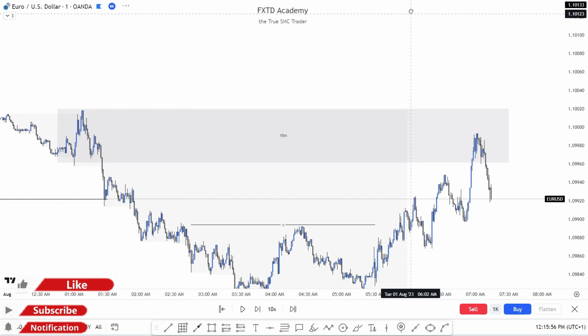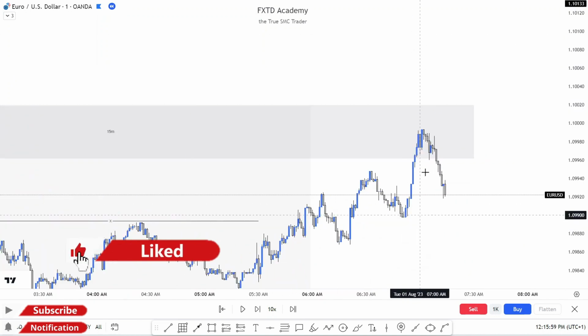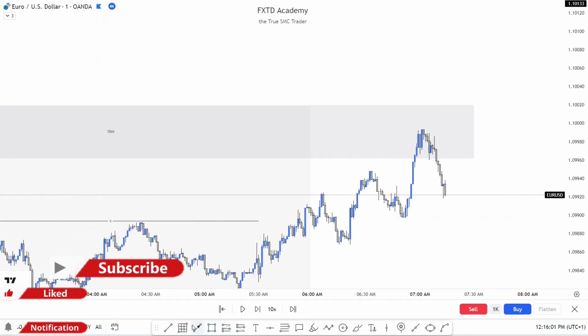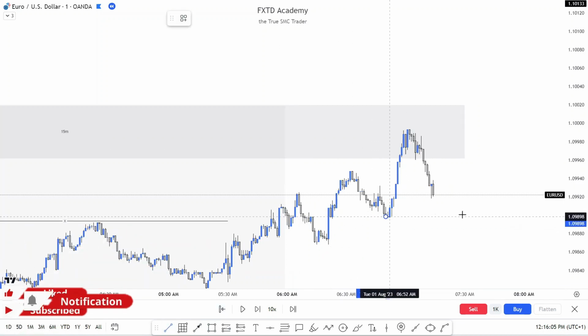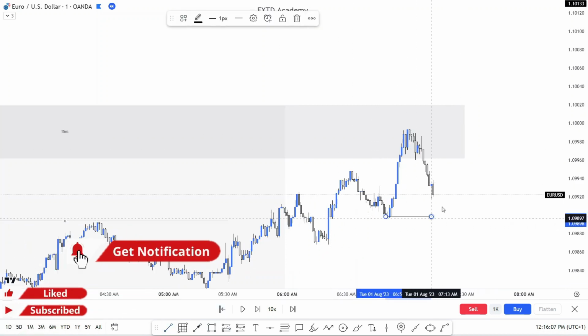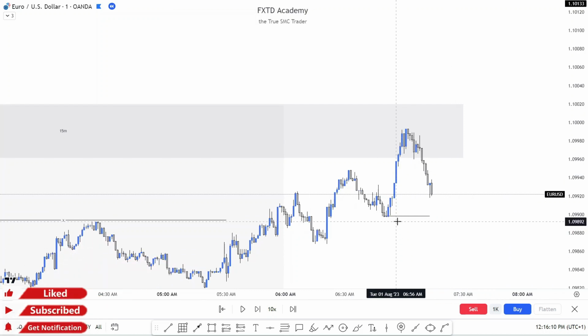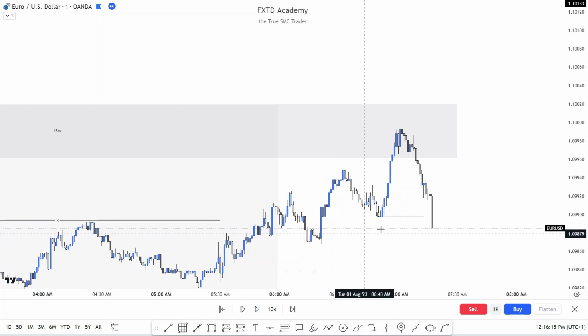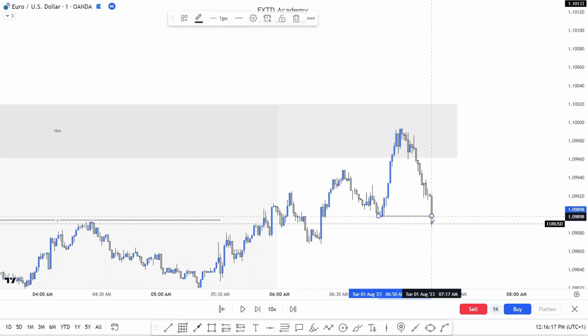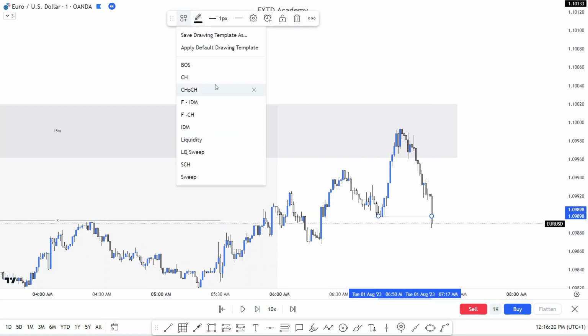Okay, now that we have a tap on our zone, we need to look for our inducement, our change of character rather. So our actual change of character will be here. This will be our change of character, right? So once price comes and takes this low, then we have our change of character. As you can see, we now have our change of character here.